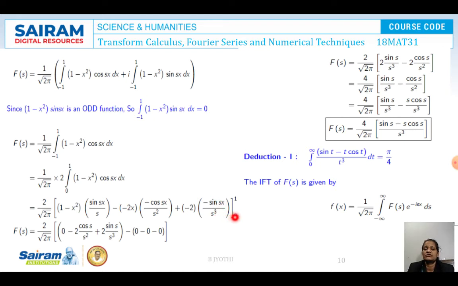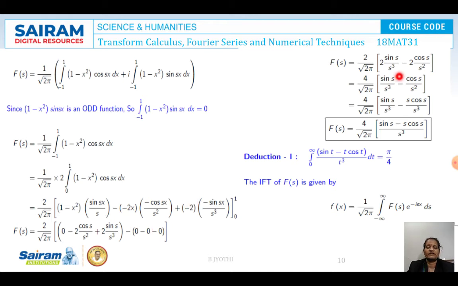Substitute the limits, that is 0 to 1, and we have the first term as 0 because 1 minus 1 is 0, so totally it will be 0. The second term is 2 into (1 minus cos s) divided by s square, and sin sx divided by s cube. Only this part we will get. When we substitute the lower limit, all the terms are going to be 0.